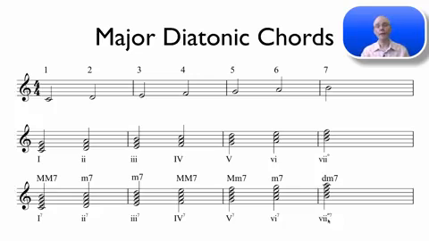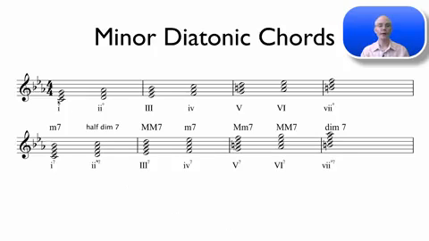Okay, let's now compare that with the minor diatonic chords. Well, before we had 1, 4, and 5 being major. Now we have 1 and 4 at least are minor. 5 should be minor, but the minor 5 in a minor key you see very infrequently. Why is that? Because if this is a minor chord, it cannot function as a dominant chord. And the whole point of the 5 chord is to function as a dominant chord.